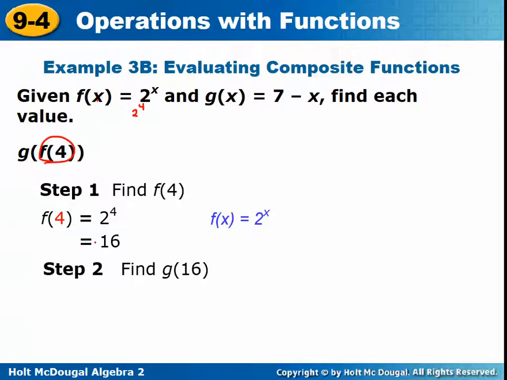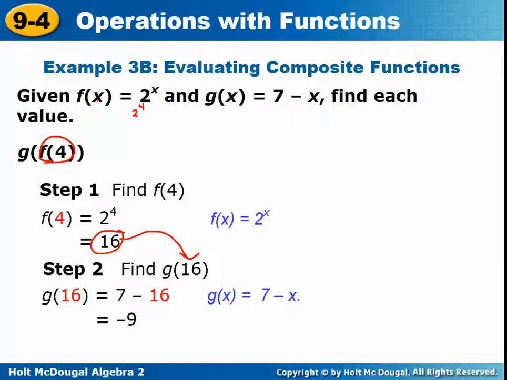Then we take the 16 and we put it in, instead of x, in the g of x. So g of x equals 7 minus 16, so you'd get negative 9 there. And that's the answer. Now if you did it the other way, you'd get a different answer, so you have to make sure you do them in the right order.